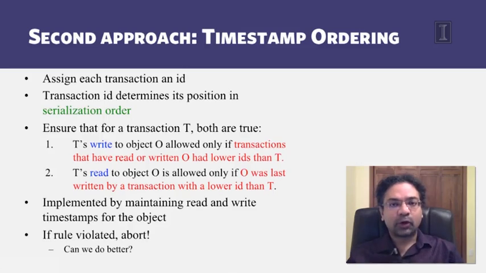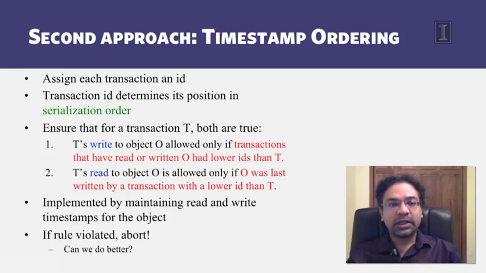So a second approach that tries to improve on this is known as timestamp ordering. This is used by several databases. Each transaction is assigned an ID. It's called the transaction ID. The transaction ID determines that transaction's position in the serialization order. So you want to make sure that you have a serial equivalence order that obeys the transaction ID ordering.